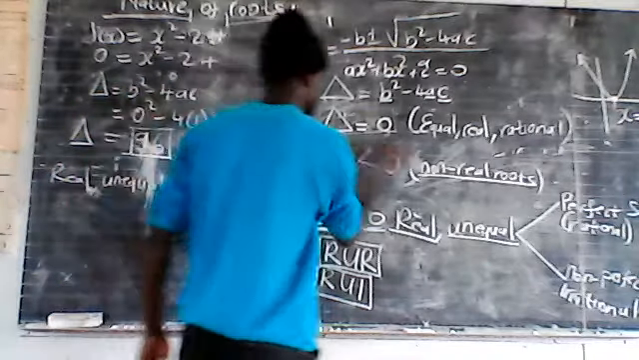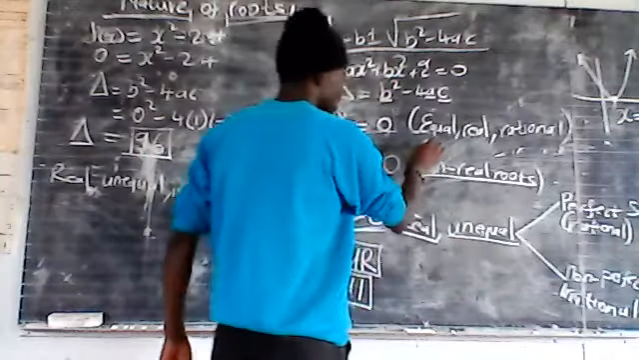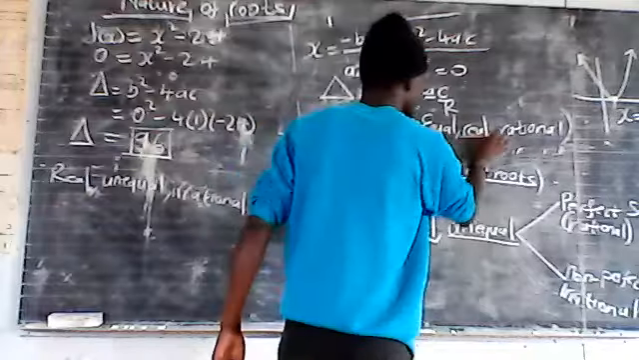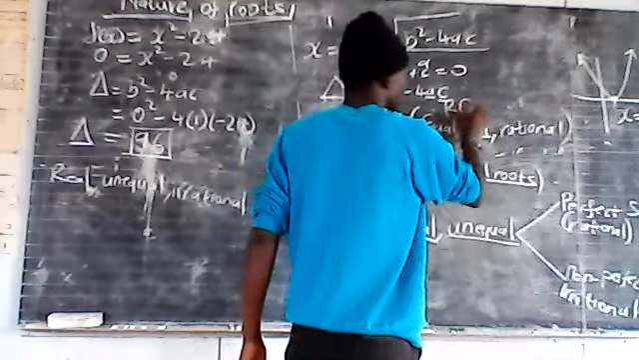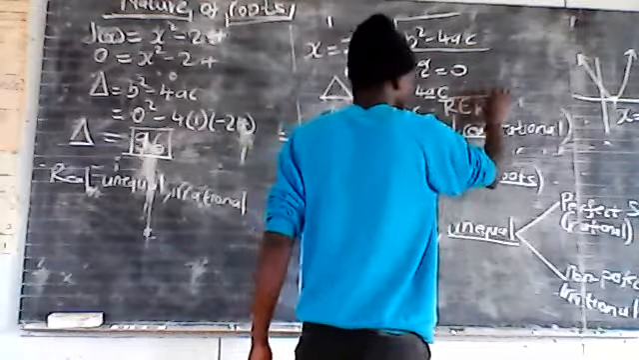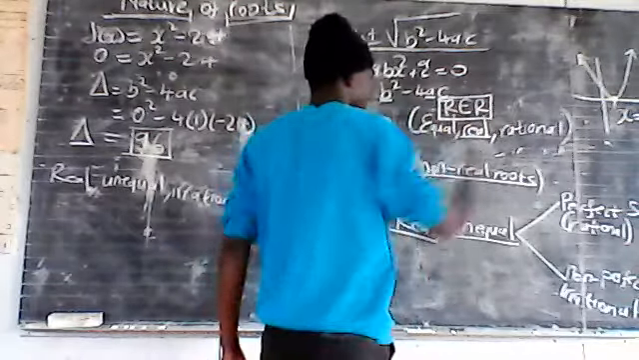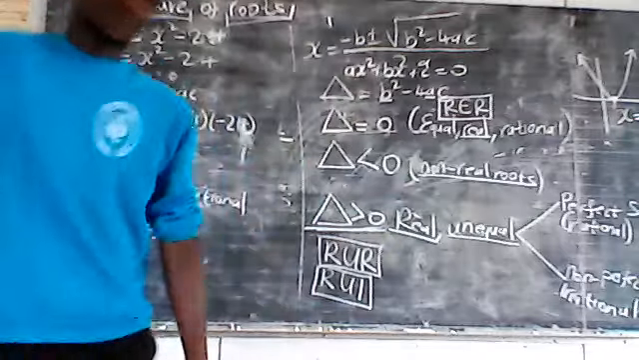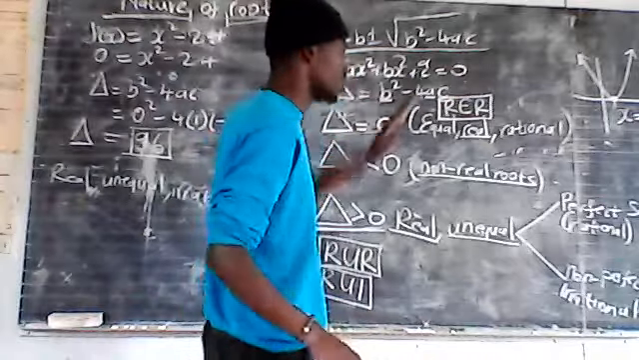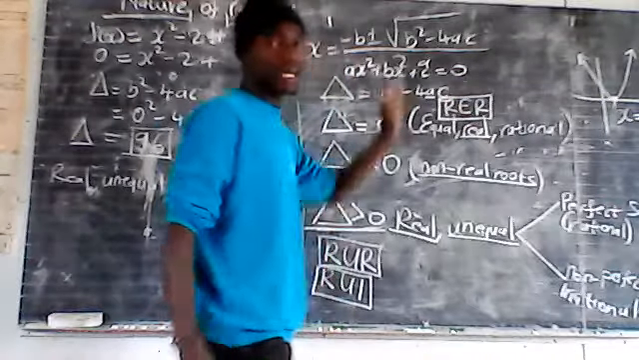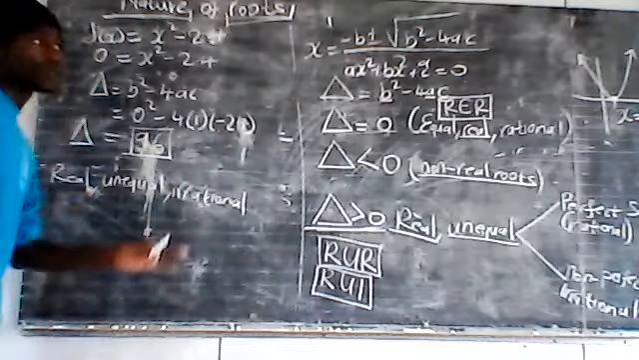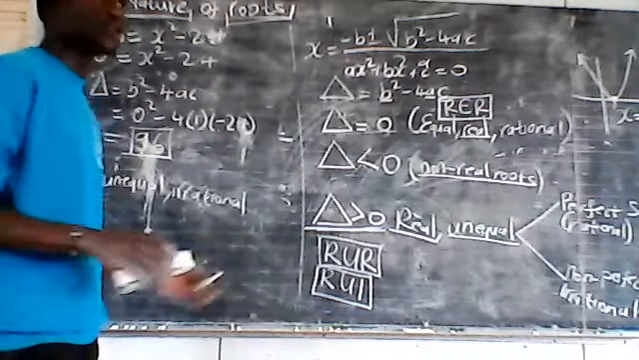Let's come to when delta equals 0. We are saying we will have real roots, equal roots, and rational roots. So there you have it, it's RERA. I do not want to pronounce it, but you can pronounce it as you like. These things are going to help you remember the nature of roots. So I'm actually going to come to an example, the way you are going to be asked.